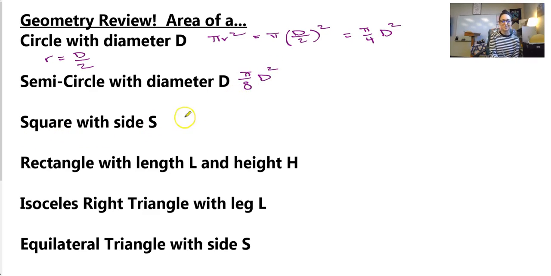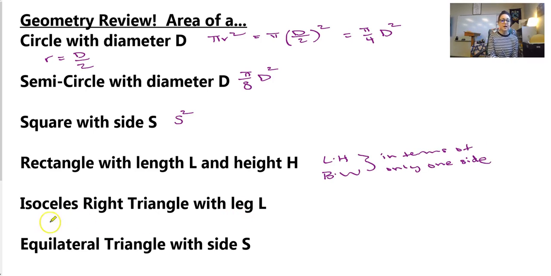All right, area of a square with side s is just side squared. A rectangle with length L and height h will be length times height, right? Sometimes you might see base and width, so base times width. However you see it, you want to make sure that it is in terms of only one side. And we'll do an example to make that a little bit more clear, okay?